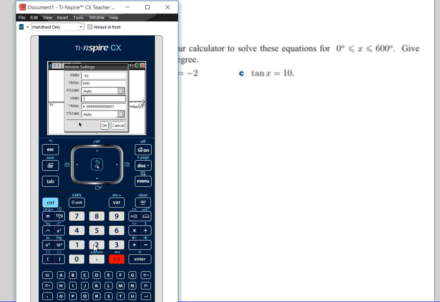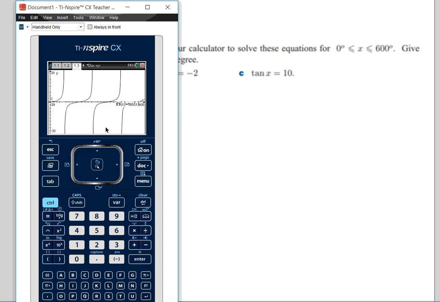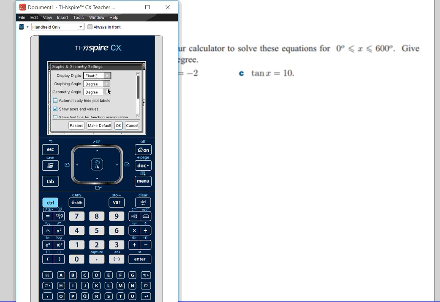How's that look? Groovy. Again, if yours is looking a bit crazy, it's probably because of settings. Maybe you're not in degrees, so make sure you're in degrees. What we have to do is give your answers correct to the nearest degree.